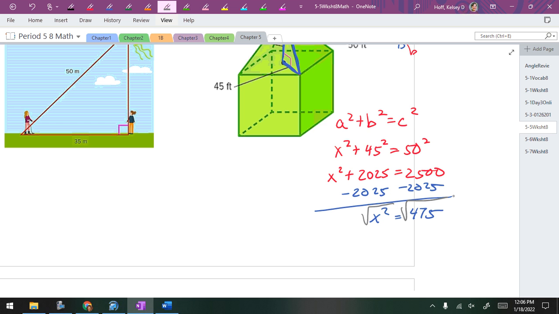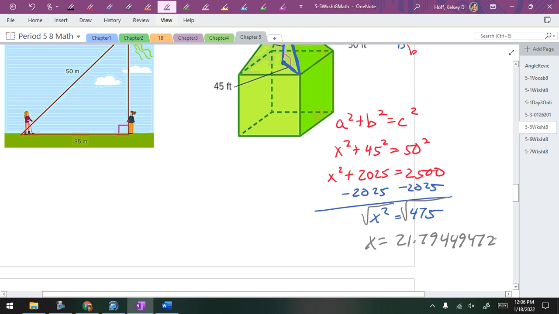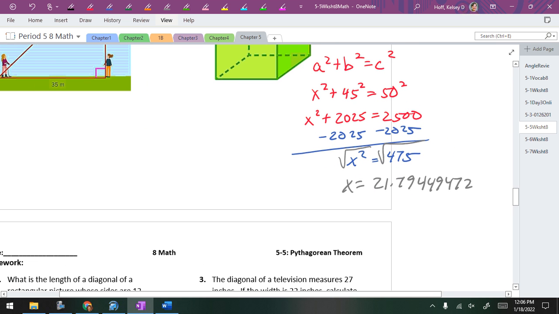Okay, so I'm going to steal this off Isaiah's calculator. He has 21.79449472. And I'm going to tell you, always read your directions, but today we're going to round to the nearest tenth. How many numbers are after the decimal with the tenth? 1. So really we have 21.7.